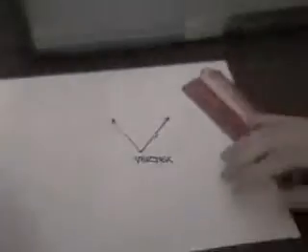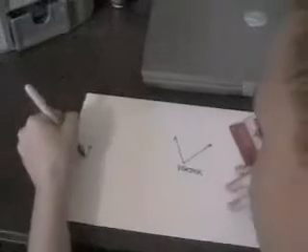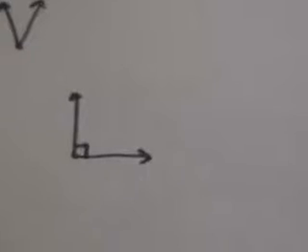There are many different types of angles. There's acute angles. These angles are small and less than 90 degrees. There's right angles, and these angles are 90 degrees. You will also see a little box in the corner that says they're right angles.